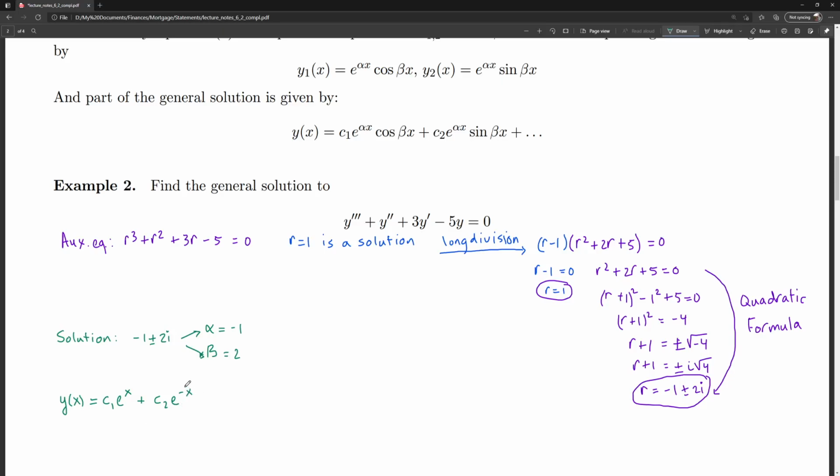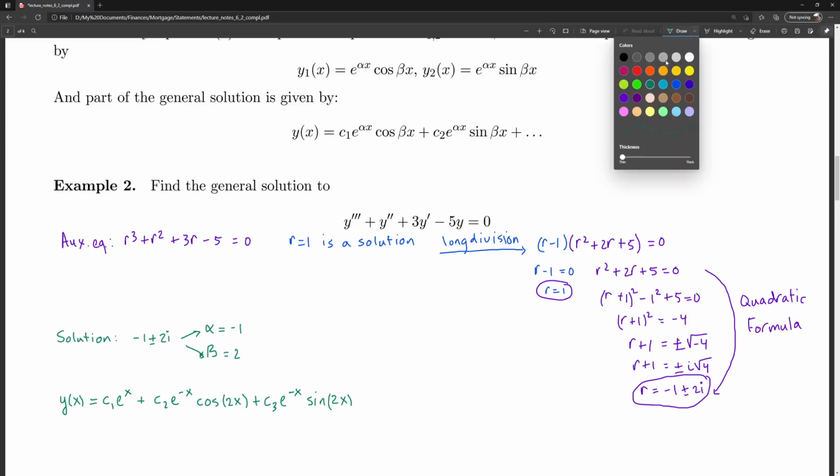So that's c2 e to the power negative x, and then cosine of 2x, and then plus c3 e to the power negative x. That's the alpha there, and then sine of 2x. And that is the general equation to this differential equation.